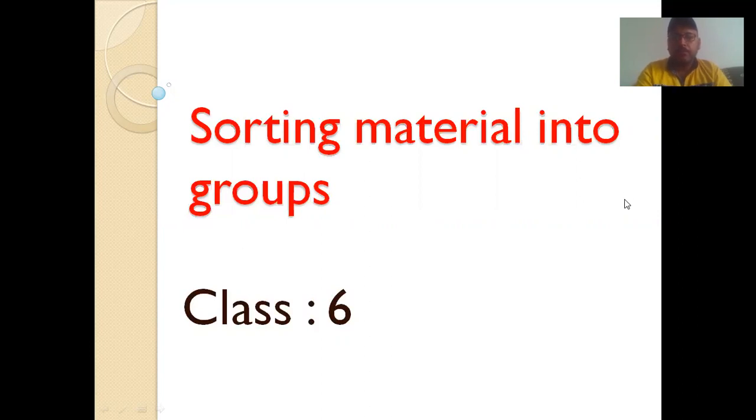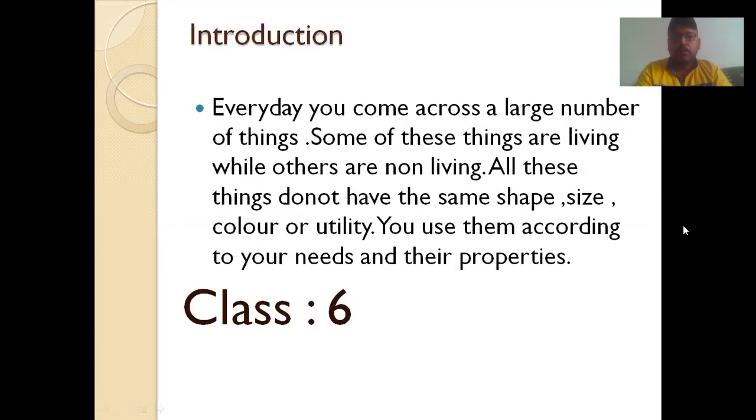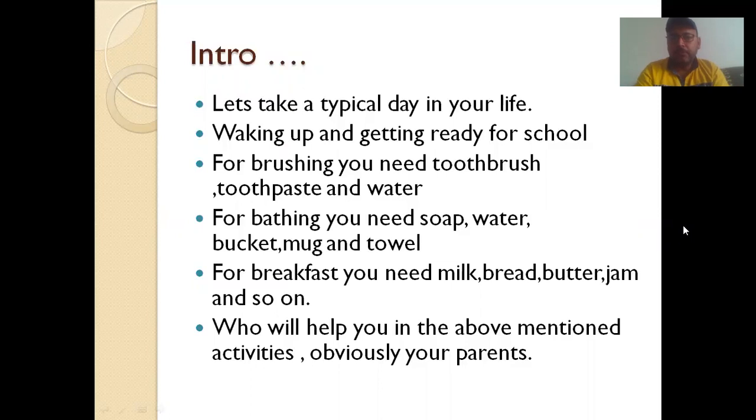So first of all, introduction. As I discussed with you, we come across a large number of things. All these things do not have the same shape, size, color or utility. Utility means uses. We use them according to our needs and their properties, right? So the thing which we select, we see some properties, whether it's suitable for that work, and only then we use it. A very simple example I would like to share with you all.